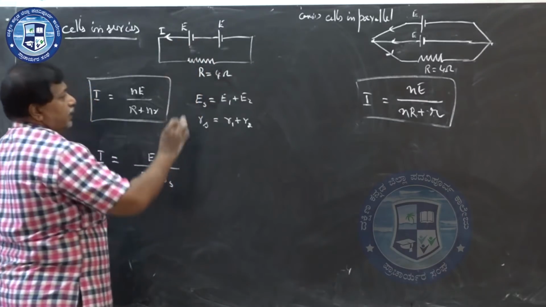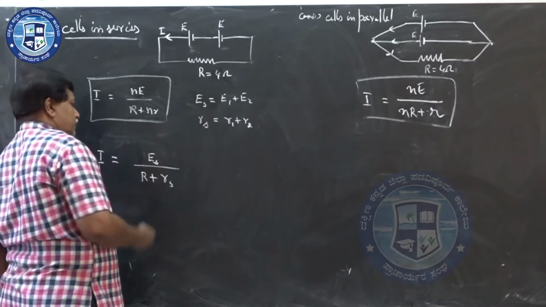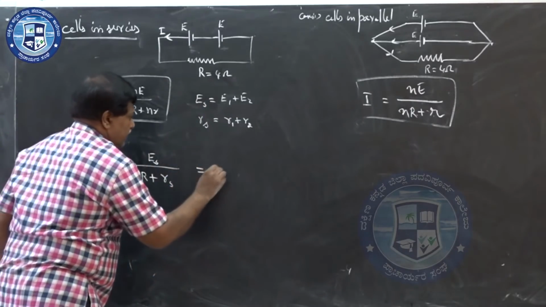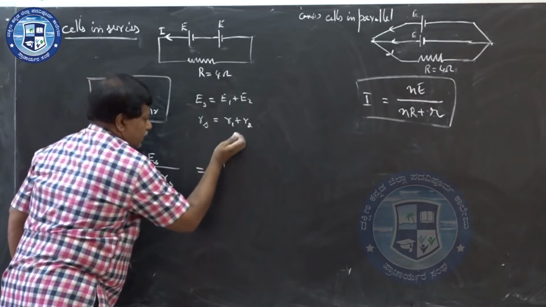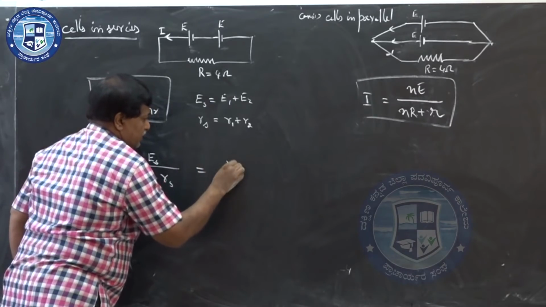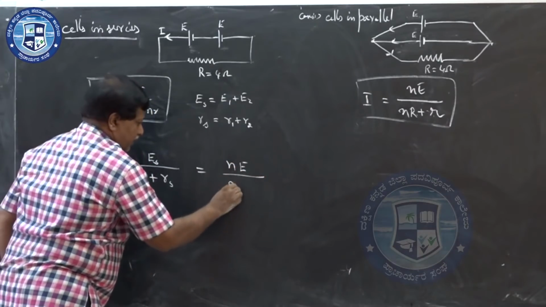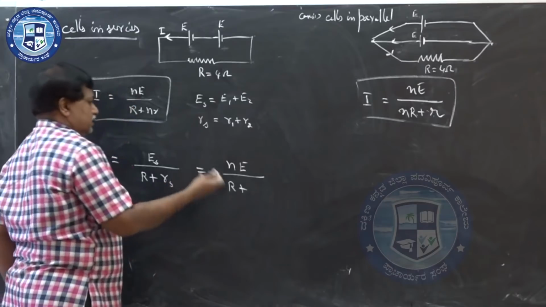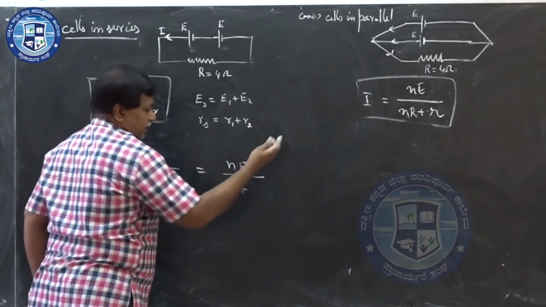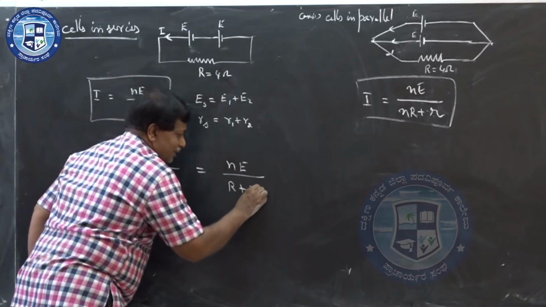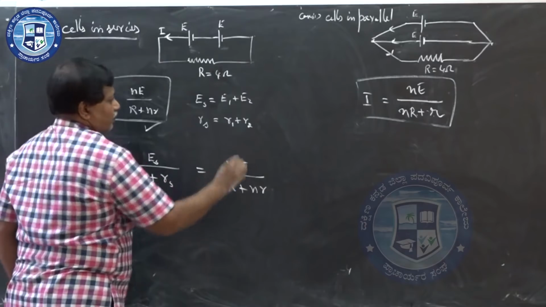When the cells are added this way, EMF is added up. So we get E plus E; if it is n identical cells, nE divided by R, plus, when the resistors are added in series, if it is n identical resistors, then it is nR. This is how you get this formula.